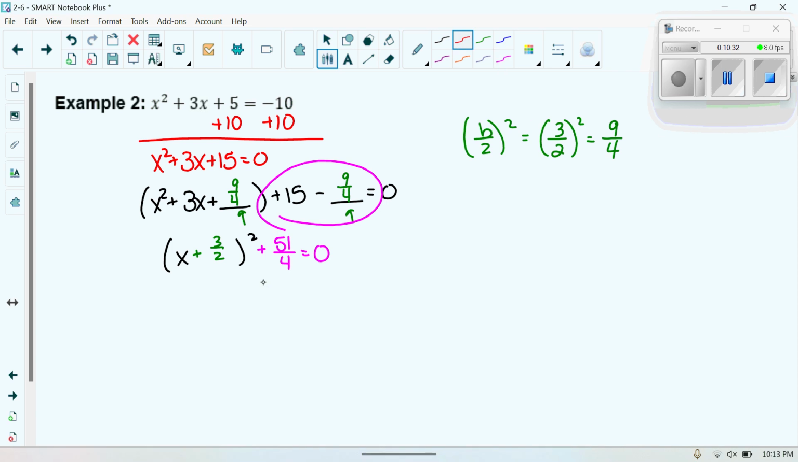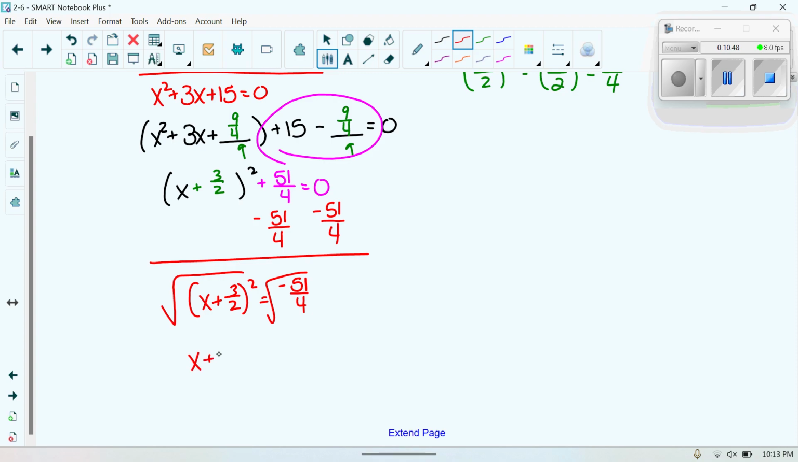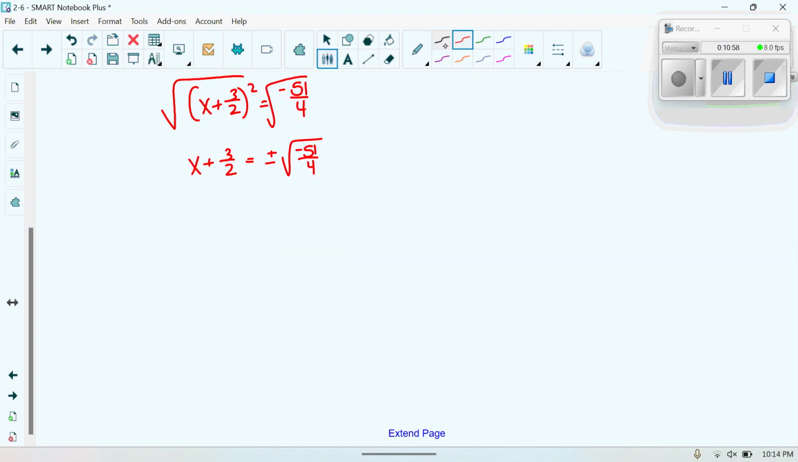And now I'm going to continue solving. I'm going to subtract 51/4 on both sides. So I have x plus 3/2 squared equals negative 51/4. I'm going to square root both sides. So I get x plus 3/2 equals positive and negative the square root of negative 51/4. So let's work with this radical a little bit here. First thing is I'm going to take my negative, bring it to the front as an i. So I have plus and minus i radical 51/4.